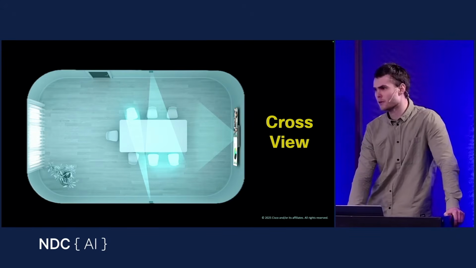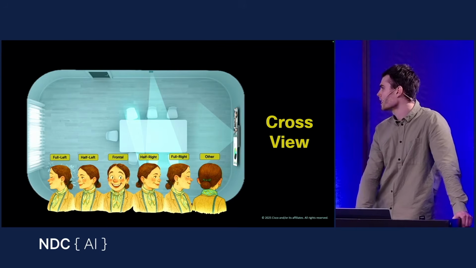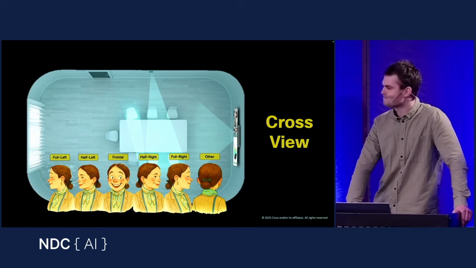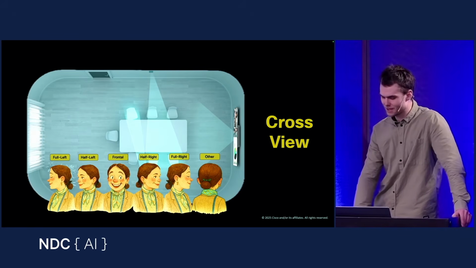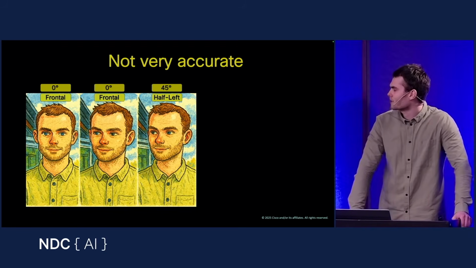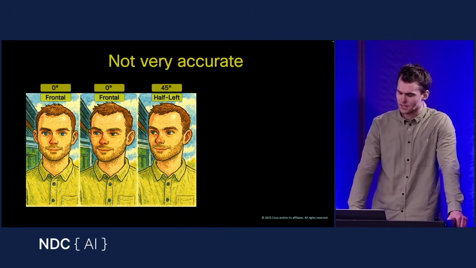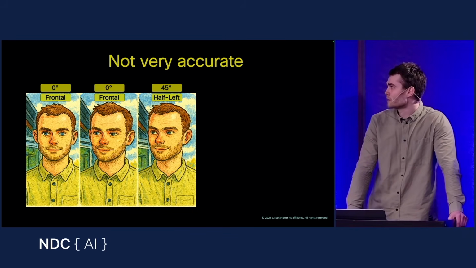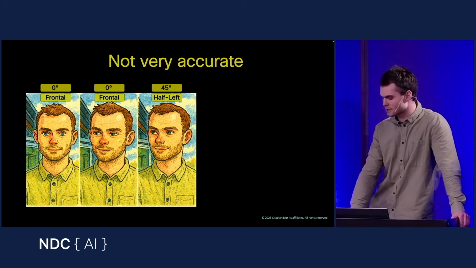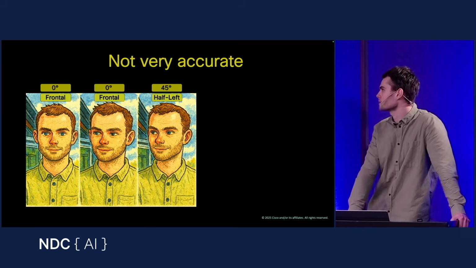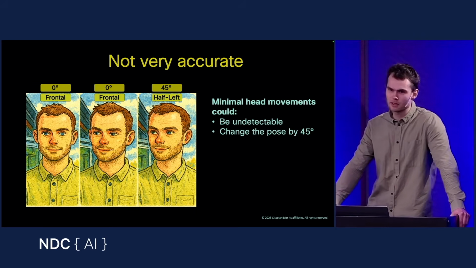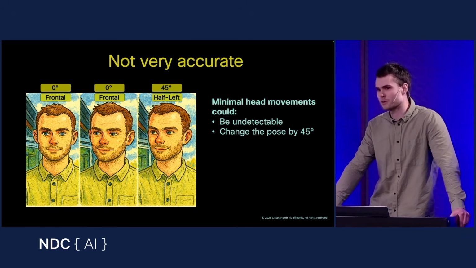And if you remember that pose class concept I mentioned earlier, I did know something about the orientation of the people, but it just wasn't very detailed. It wasn't very good. You see, pose classes aren't very accurate. You can see that the leftmost and the middle image aren't the same, but they belong to the same class. So the angle you get from this class would be the same, 0 degrees. Whereas the third image is half left, or 45 degrees. So minimal head movement could either be undetectable or change the pose by 45 degrees.